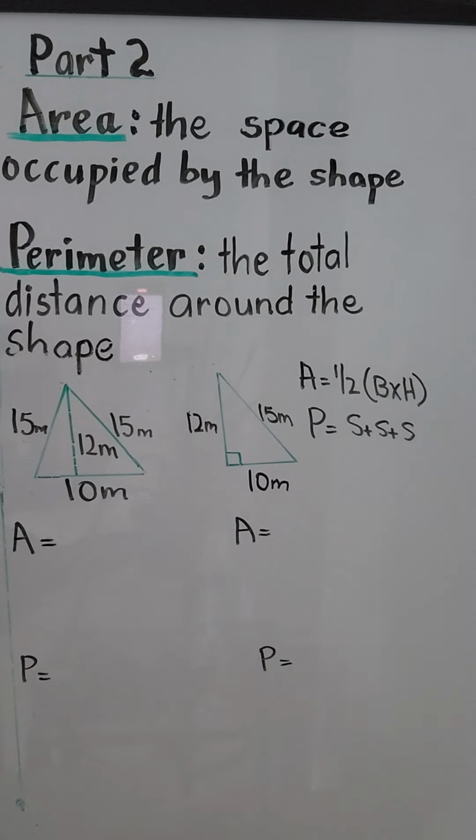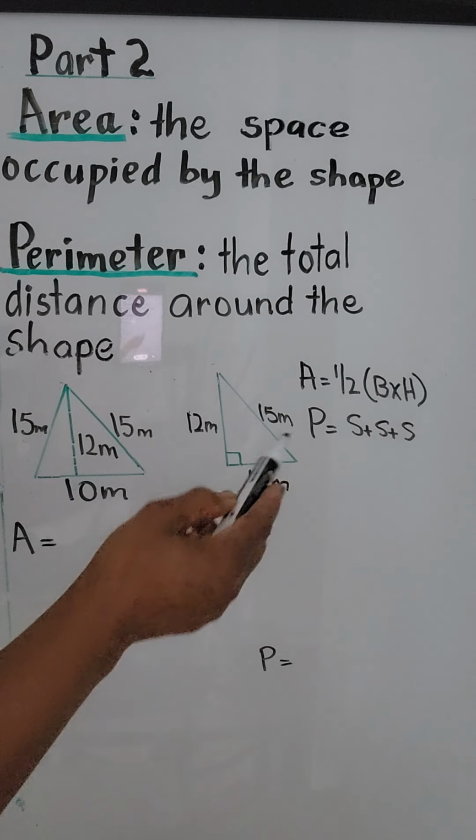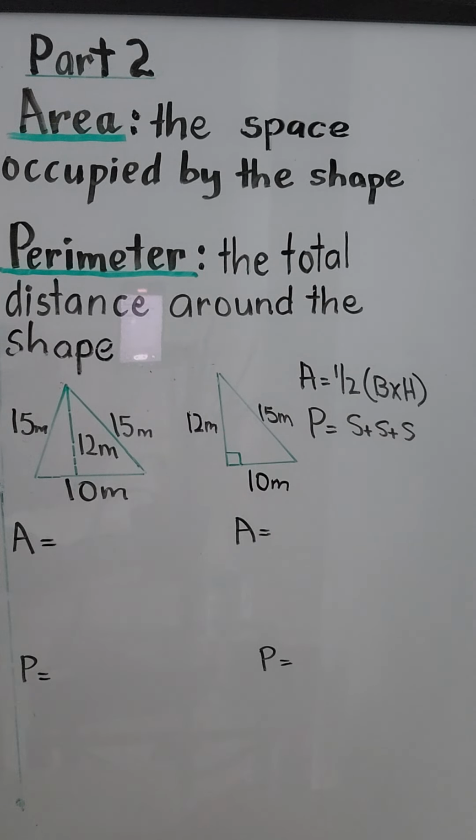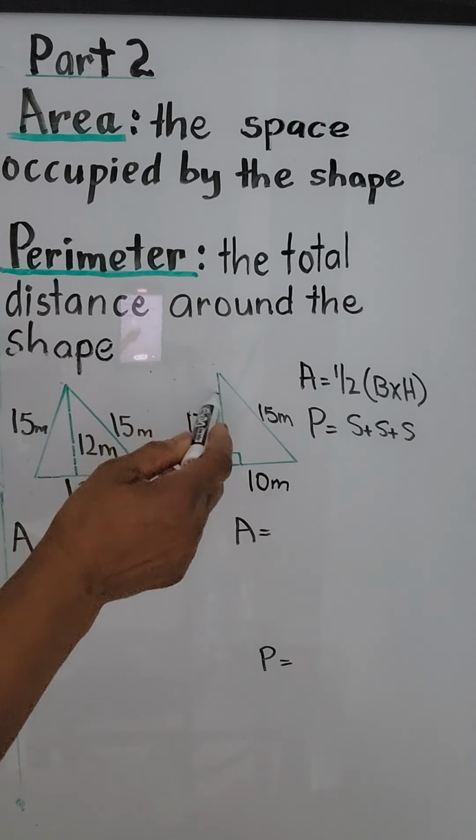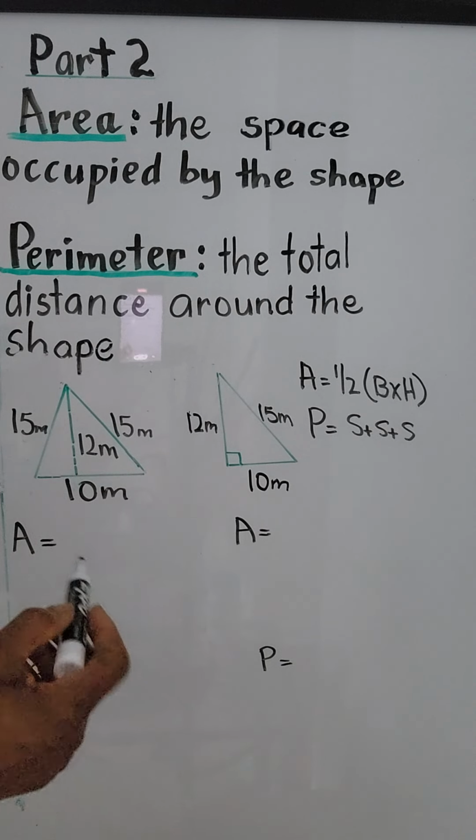Our next shape that we're looking at today is a triangle, and we have the formula for triangle: area is half base times height, and perimeter is side plus side plus side. So I have two different kinds of triangle here. First we have an isosceles triangle, and we have a right angle triangle.